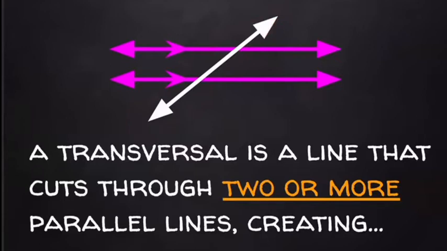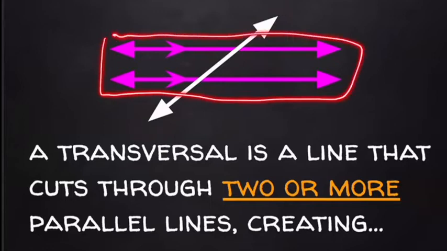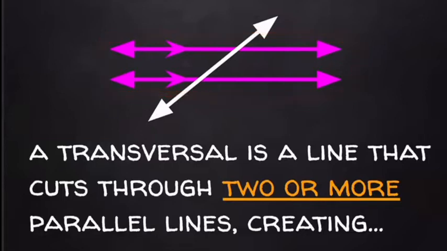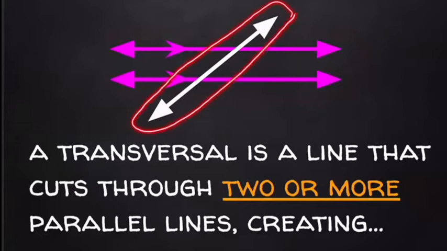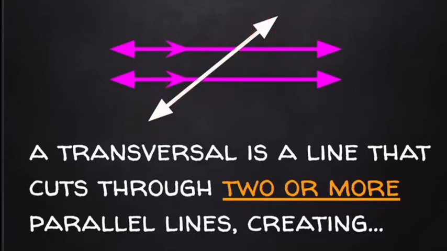Now from the previous video, you learned that parallel lines are lines that will never intersect or will never meet. They just go on forever, but they will never meet each other. So the transversal is this line that cuts through or intersects two or more parallel lines.